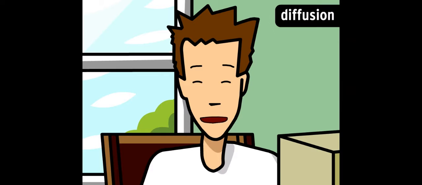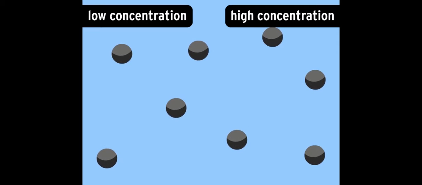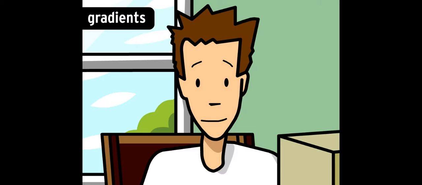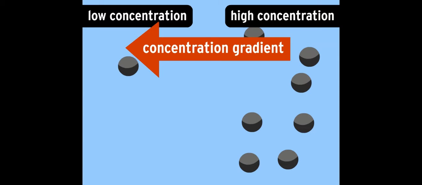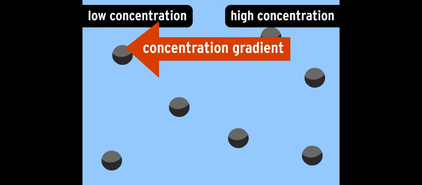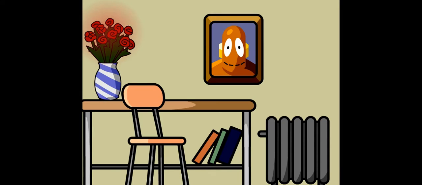Now, passive transport works by diffusion. That's the natural spreading of particles through a liquid or a gas. Molecules naturally spread from high concentration areas to low concentration areas. These differences in concentration are called gradients. Substances are said to diffuse down concentration gradients. Eventually, everything gets evenly mixed and a state of equilibrium or balance is reached. If you've ever smelled flowers from across a room, you've experienced the effects of diffusion.